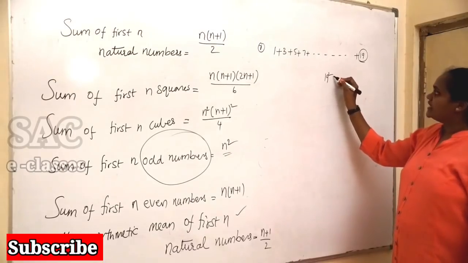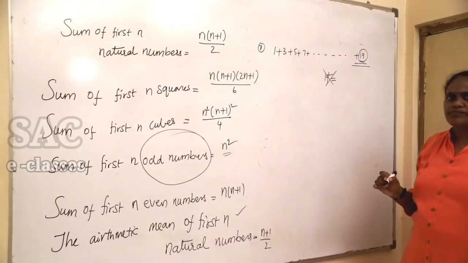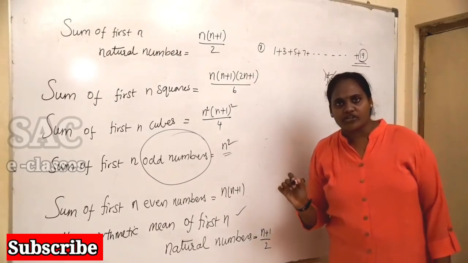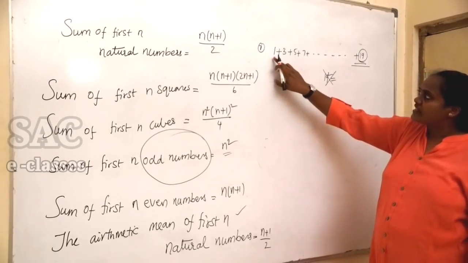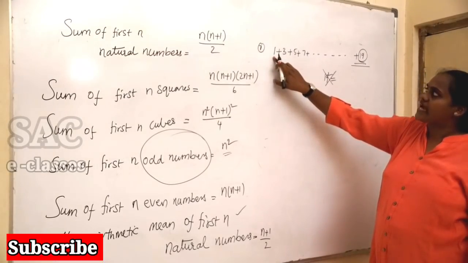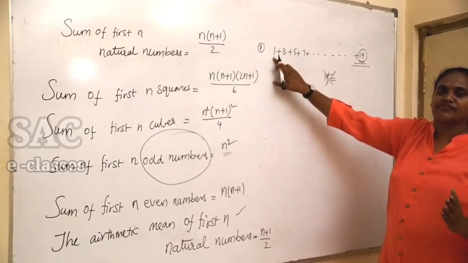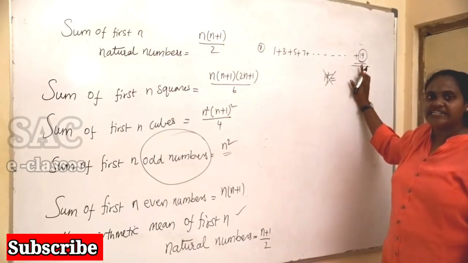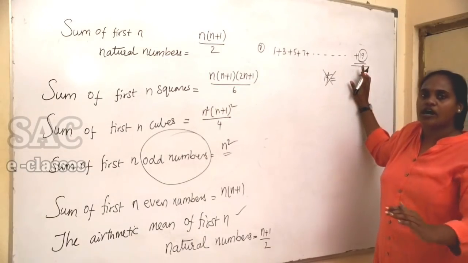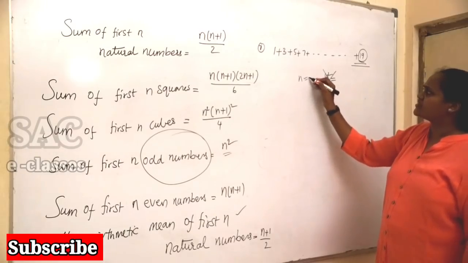19, so 19 square? No. The ending number may not always be the number of terms. Here, it is telling that these numbers start at 1, that means the first natural number, nothing but the first odd natural number, and end with 19, which is the last odd natural number. Which means that the n value is not 19.